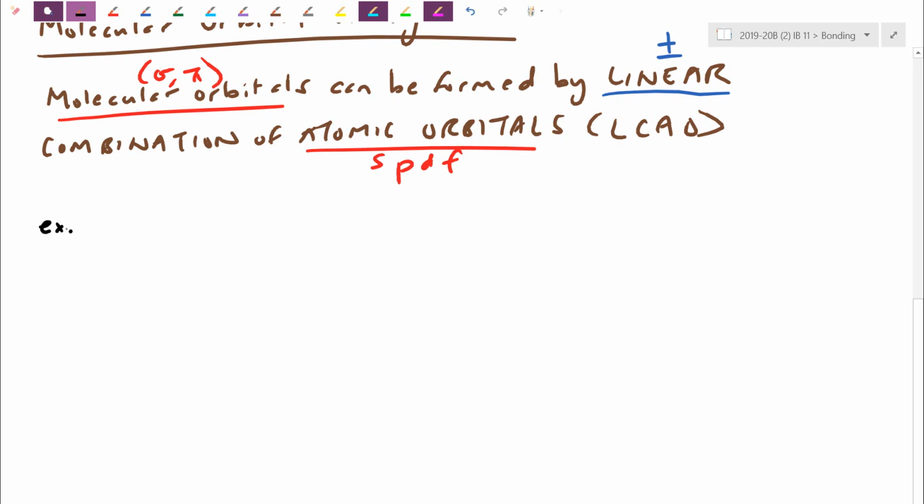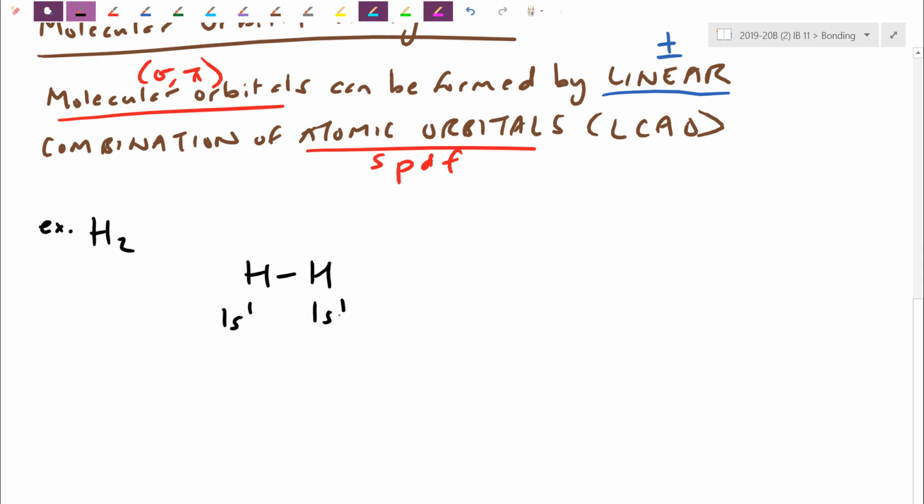Even our Lewis models and VSEPR models accurately predict hydrogen, so it's not a problem. So I have H2 here. So far, we always start off with Lewis. H is an incomplete octet. It doesn't necessarily need 8 because it's the first shell. It only needs 2 electrons on that first shell. Configuration wise, this is 1s1 and this is 1s1.